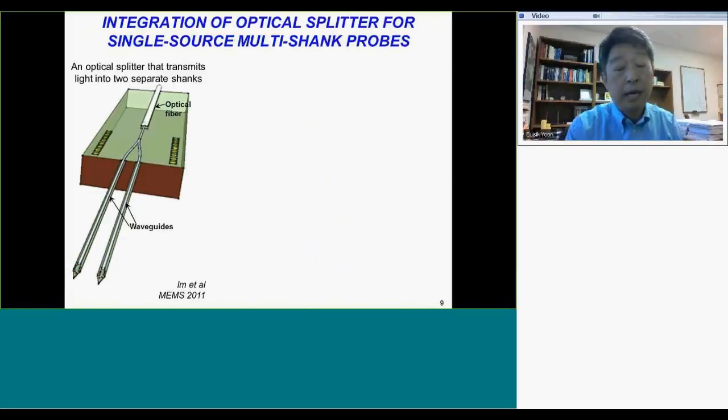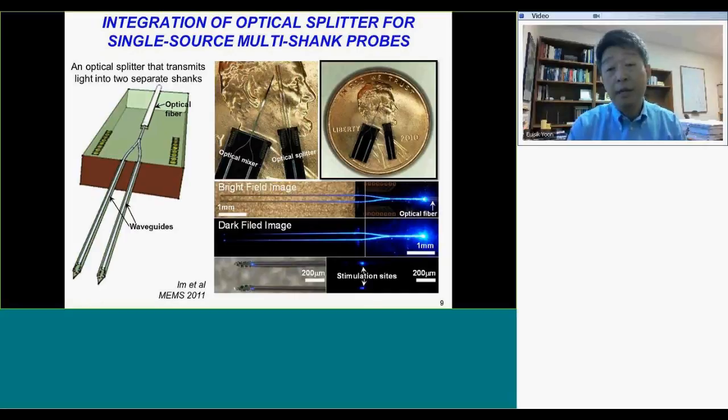The next question is, can we do a little more, and can we make many illumination sites by integrating a splitter from a single source? Still, this is an optical fiber. We can split the light into 2 different shanks, and the light comes out at the end. Also, we can make many different variations: the light can come out at the end or in the middle, and multi-shank light illumination from the same source. But there's no control over each illumination site individually.